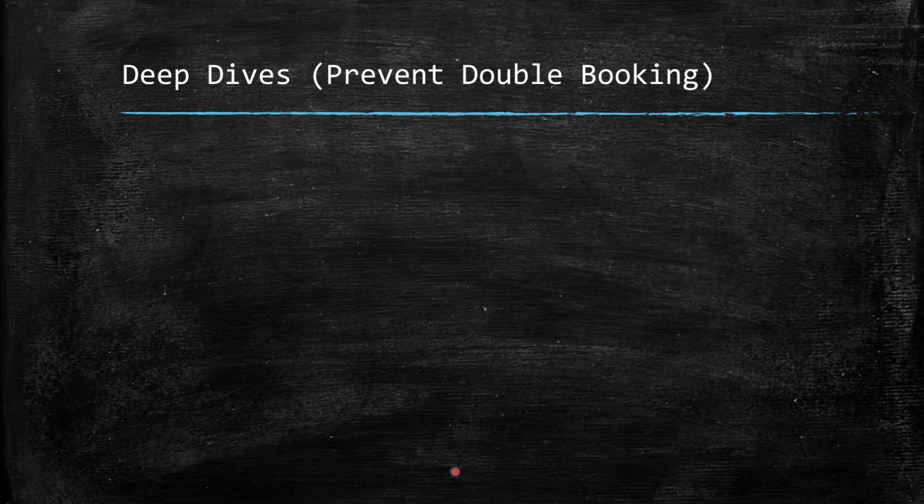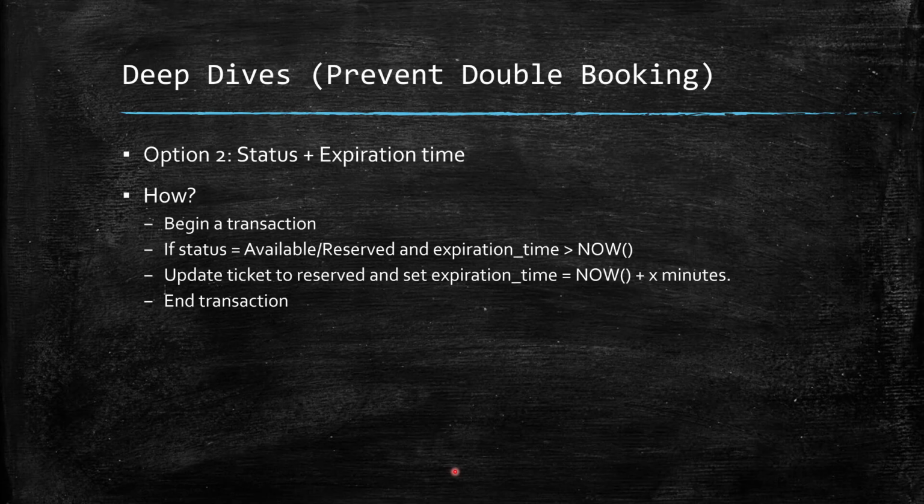So option 2 for us will be the status plus expiration time. Let's see how this works. You start a transaction again. Instead of just the status available in the events table, you will now have two columns in the events table apart from the other columns. You can have other columns like event detail, performer, or the ticket ID, all the details related to an event. And you will have two more columns which will be status and expiration time.